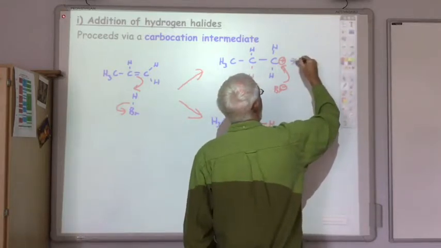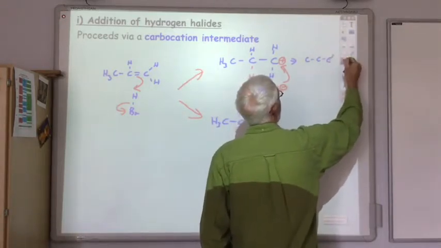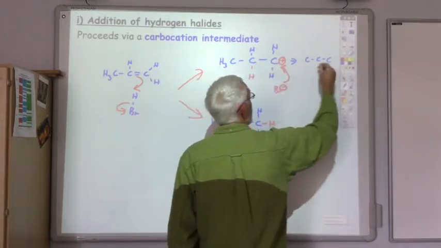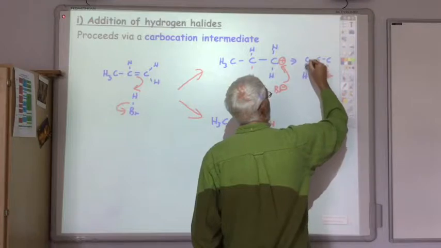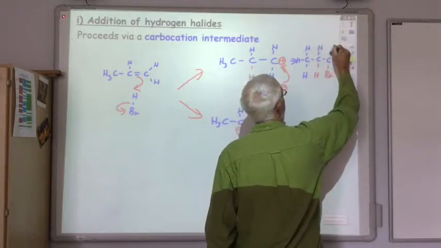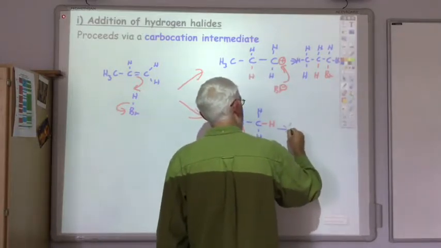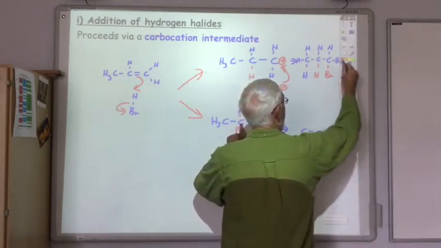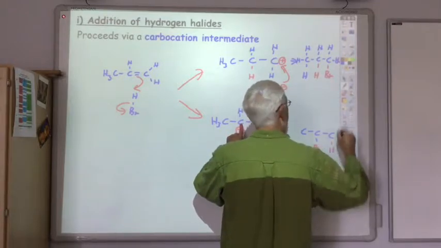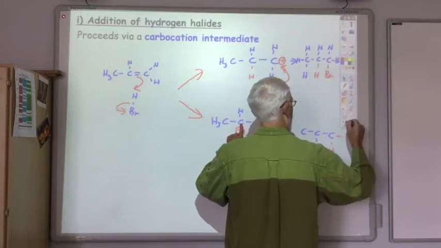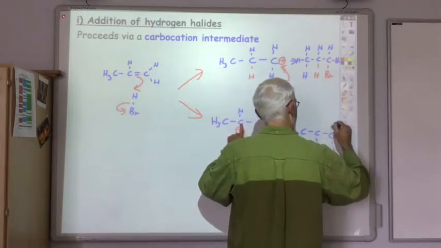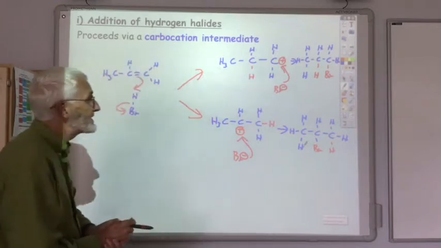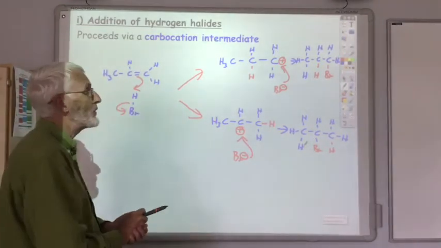Forming our product. In this case we'll have the Br on the right hand carbon and the hydrogen attached on the middle carbon, whereas in this case the bromine attaches to the middle carbon. So one of them is the major product, one's the minor product.